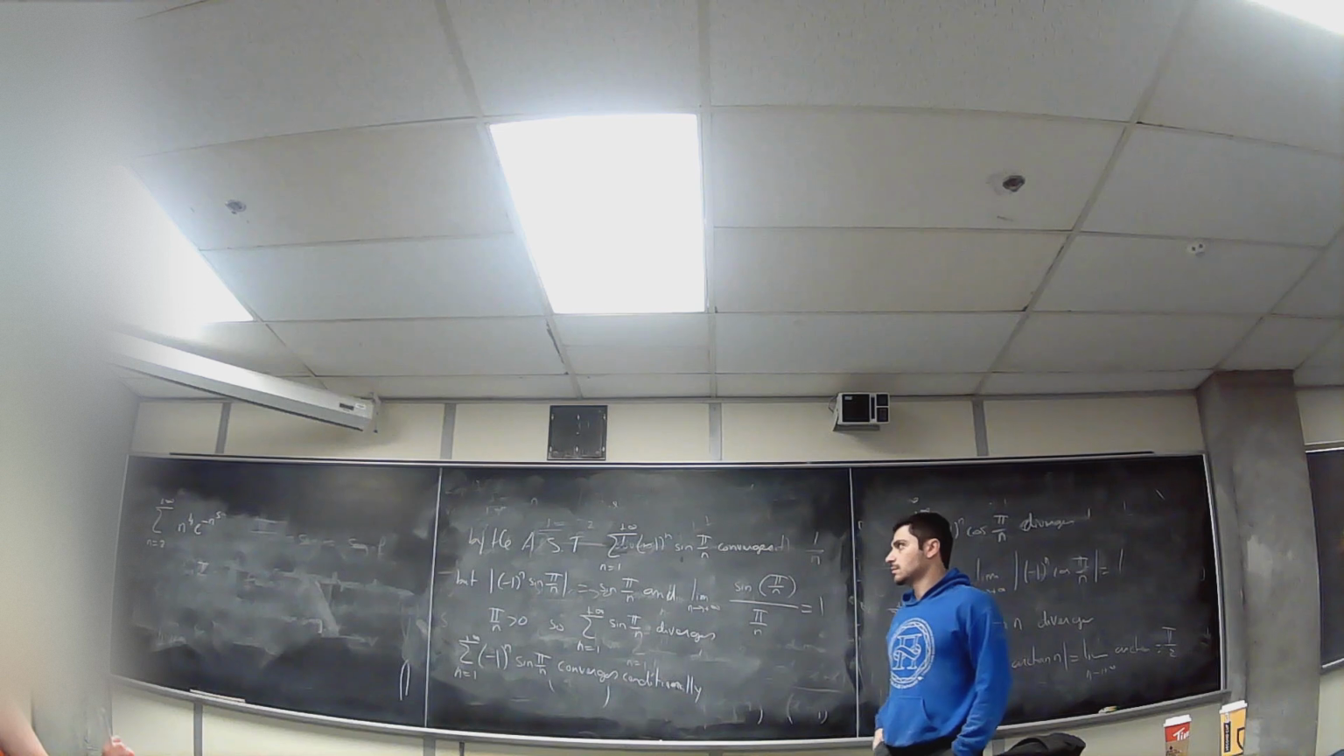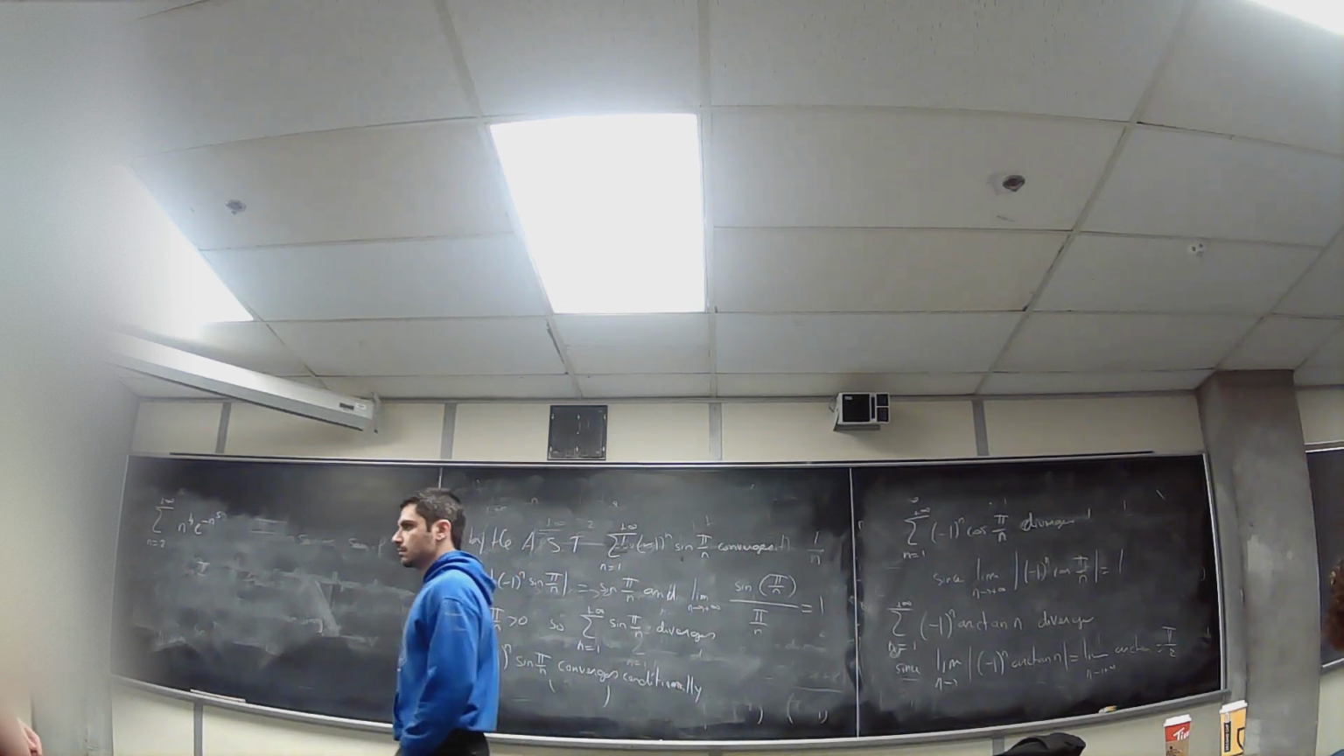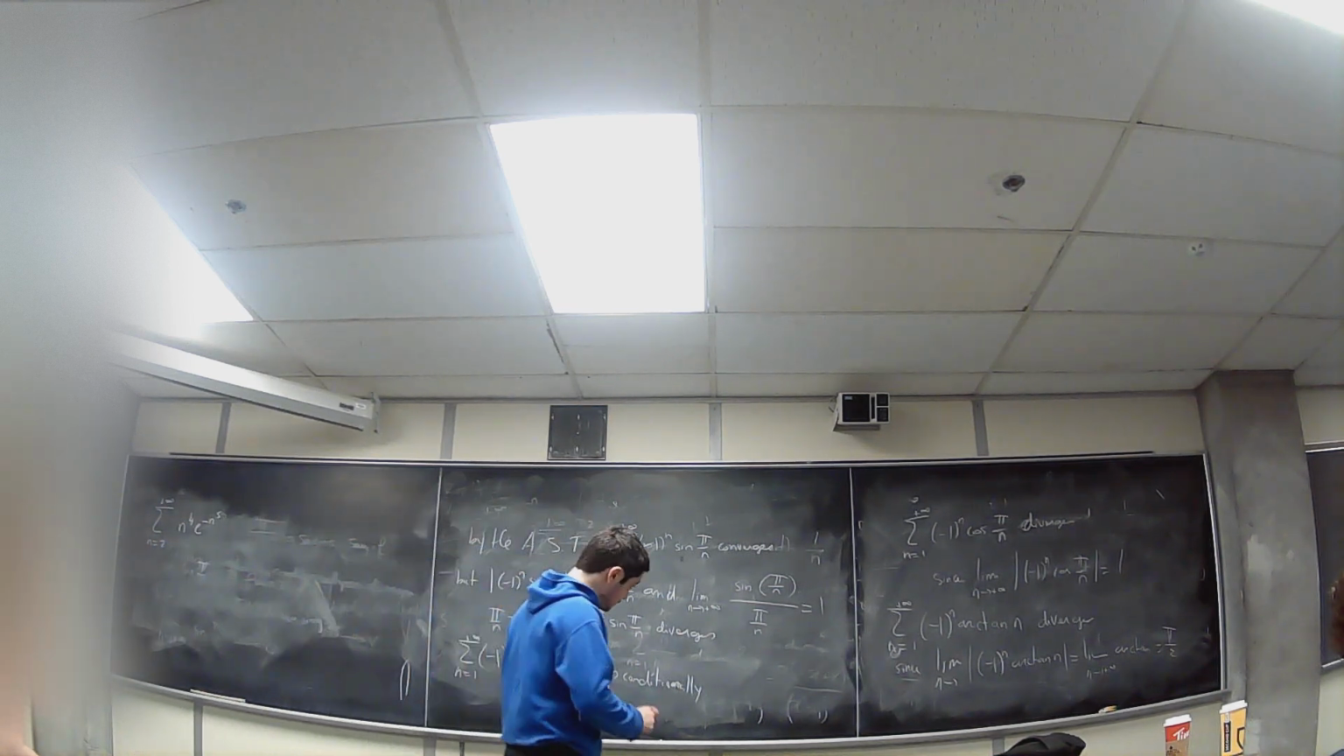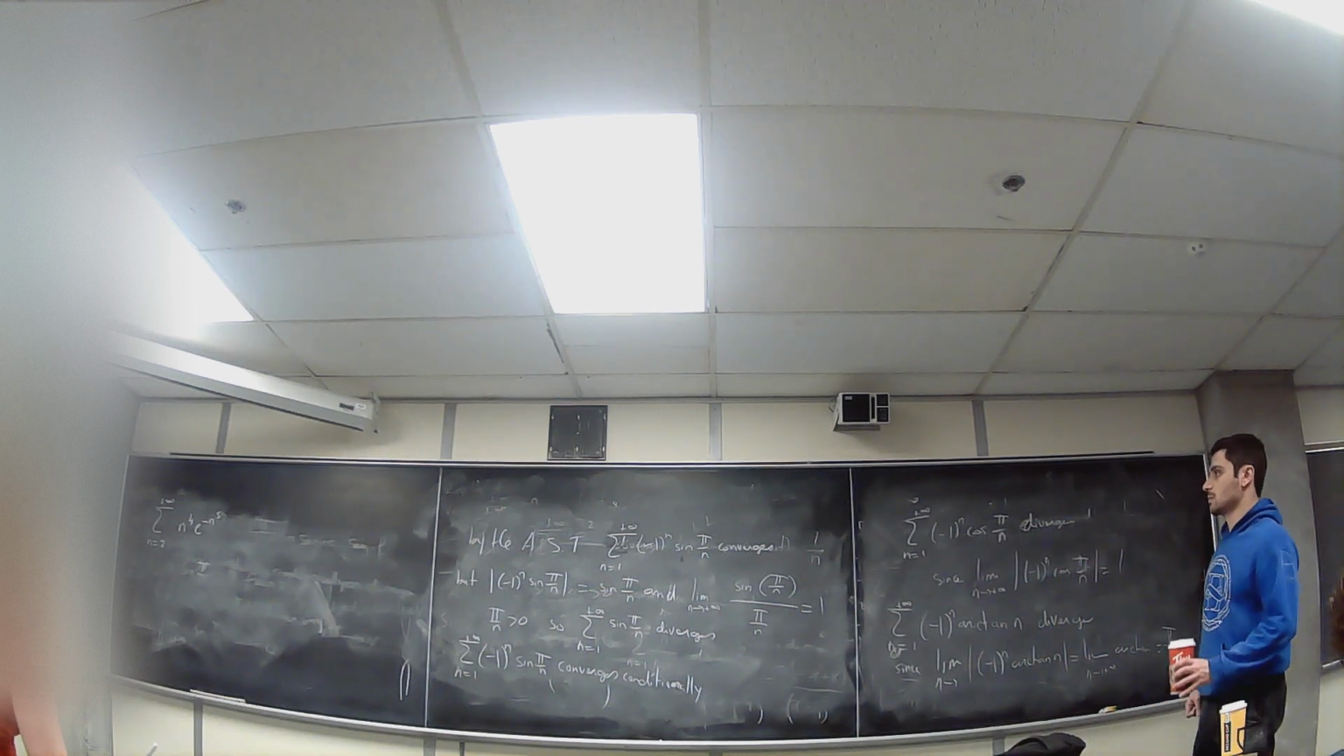If the limit there is non-zero, it means even conditionally it doesn't converge. Because if it converges conditionally, then the limit of the term would be 0, so the limit of the absolute value would be 0. For the cosine one, it didn't pass the alternating test? No, because it doesn't converge to 0, right? The limit of cosine of pi over n goes to 1. Okay? This one.